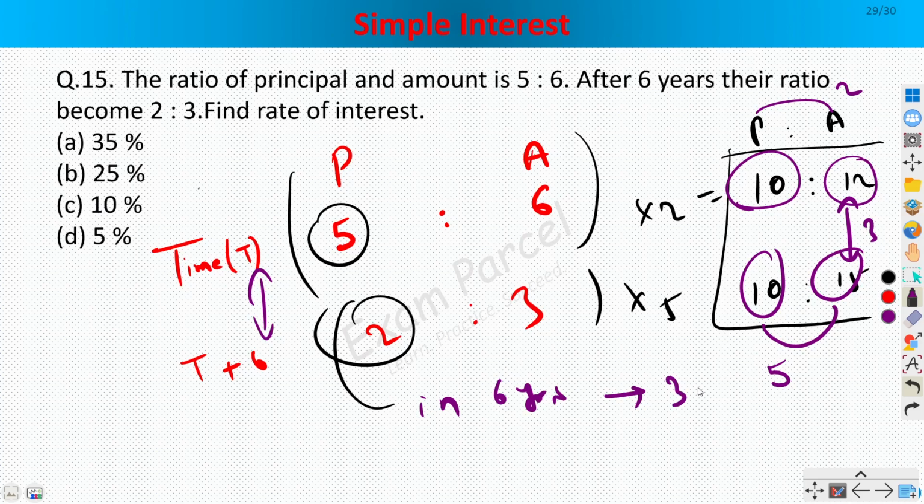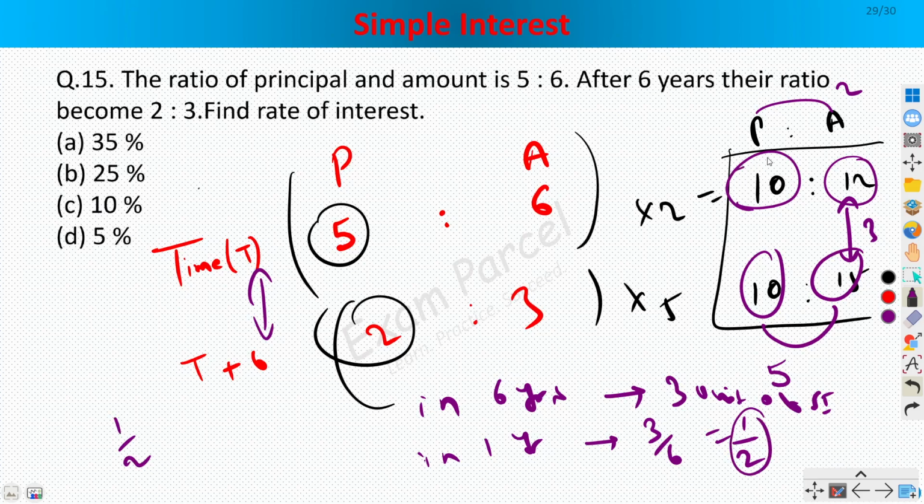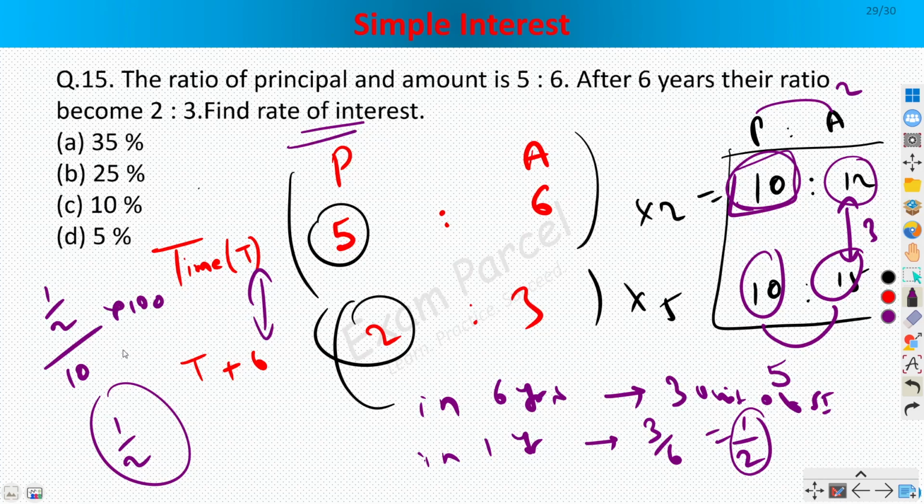we got 3 units of simple interest, right? So in 1 year would be 3 by 6, right? So half a unit. And what is the principal? 10 units. Okay. So half is what percentage of 10? That would be your rate of interest. So half is what percent of 10? So 10 by 2, that would be 5%, right? Option D.